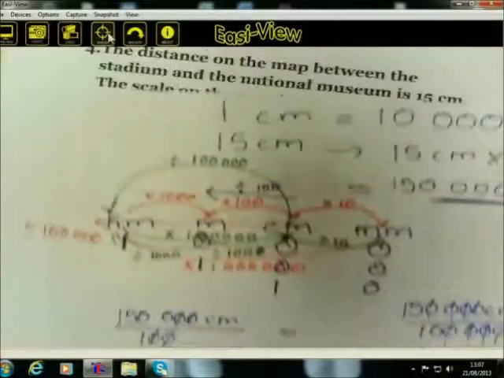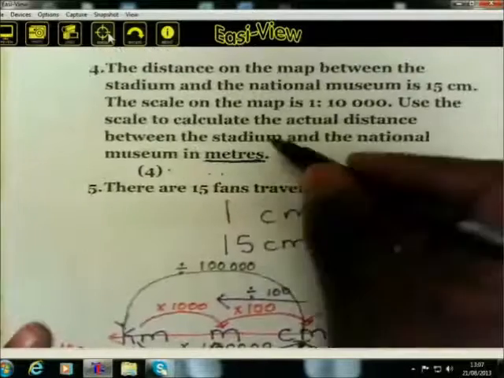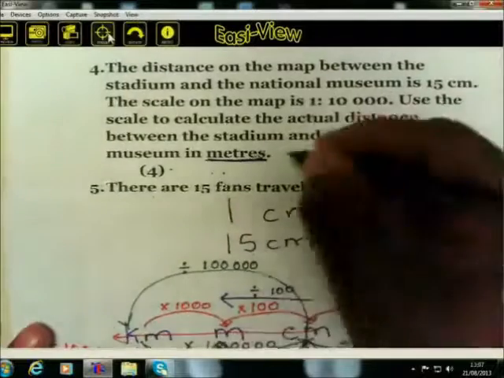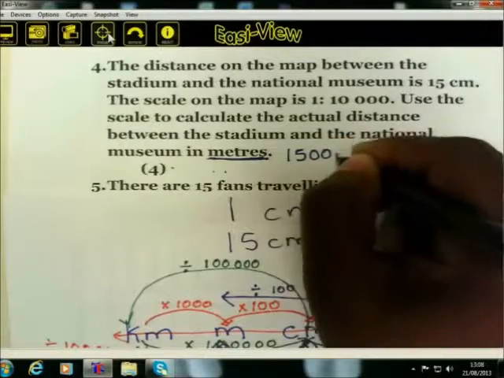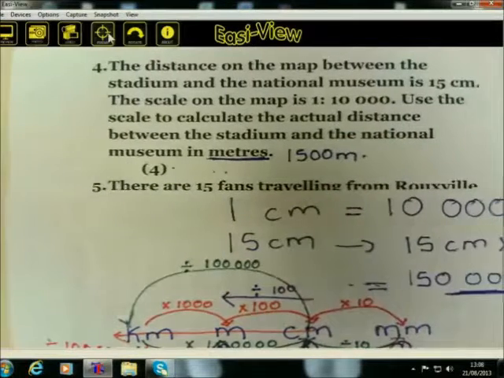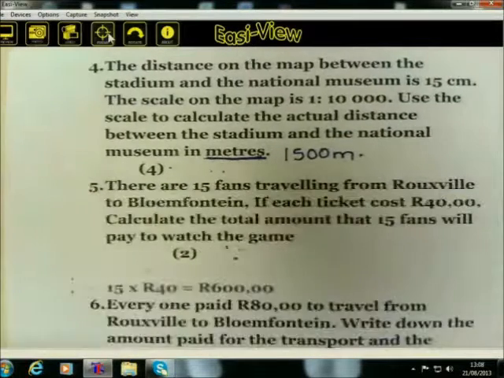Thank you. So remember the answer there for us, because they said we have to convert to meters. We have the answer as 1,500 meters. So that is the answer that we got.